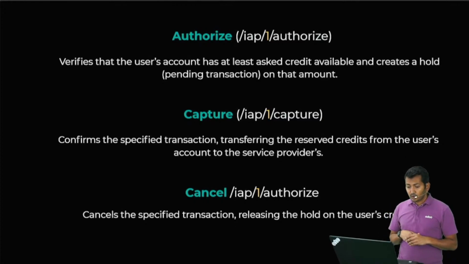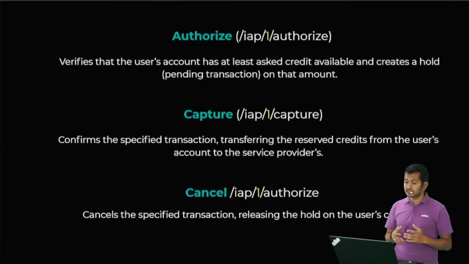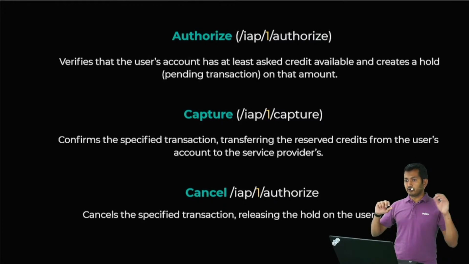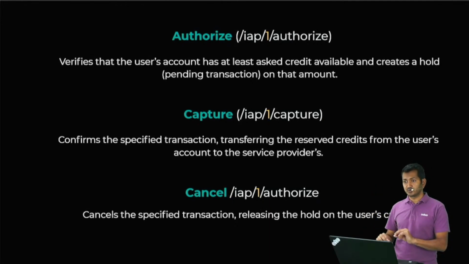Authorize. Authorize verifies that the user has at least as much credit available and creates a hold on the amount. Now remember, when a user sends a request to the vendor, the vendor will be the one processing the transaction. And when a vendor is processing a transaction, the vendor can decide how much credit to charge for this. So you can decide that, okay, for this service I want to charge 10 credits. For another service you may choose to charge 1 credit.